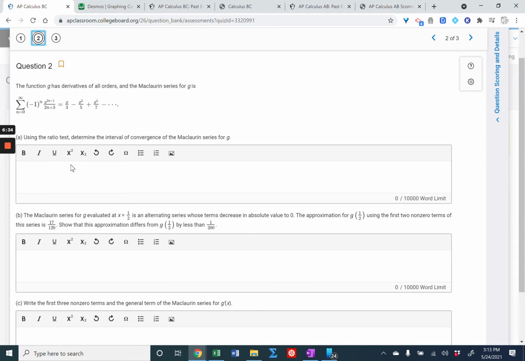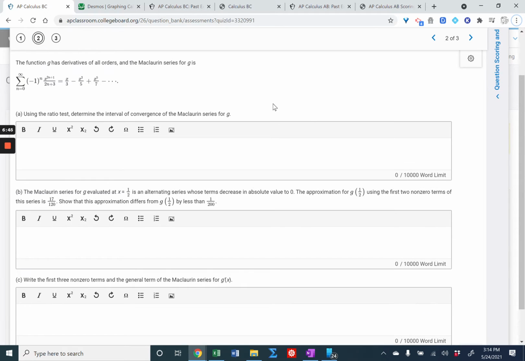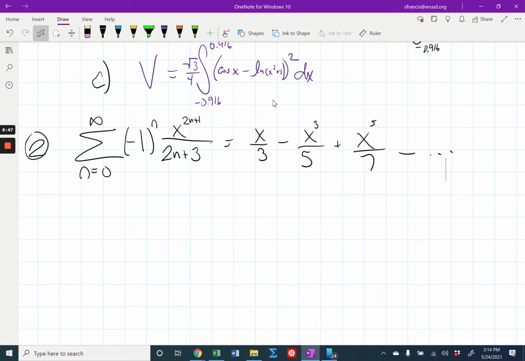Now for part A, it says using the ratio test, determine the interval of convergence for the Maclaurin series for g. This is a heavy question. I think this might have been 5 points. It was at least 4, but it might have been 5. So there's a lot to do in this question.